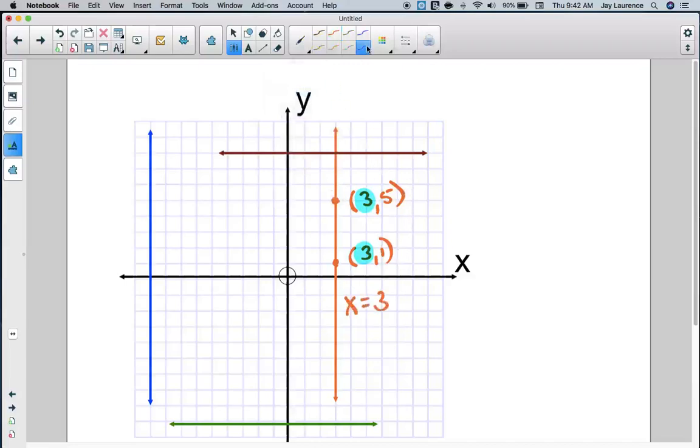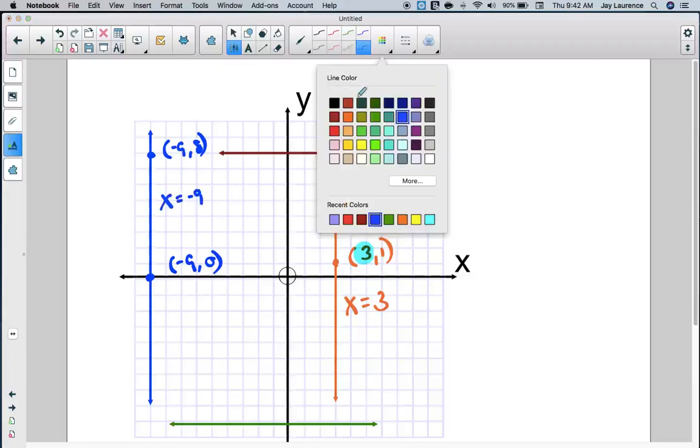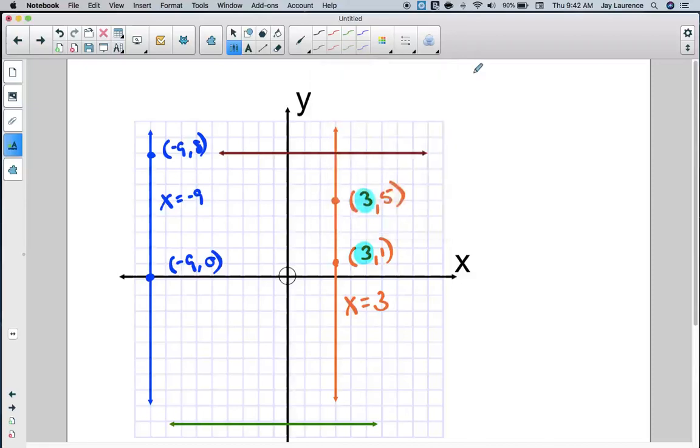Let's go do the blue line. It's a vertical line. Look at this. I've got (-9, 0). And up here, I have (-9, 8). I know my equation: x = -9. If you haven't paused the video and tried these, try them. They're so simple. All right, I've got that maroon one I'm going to do next.